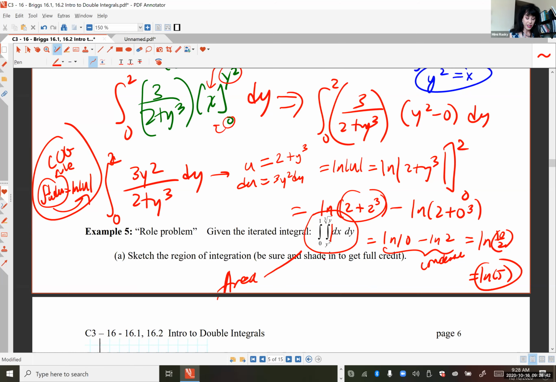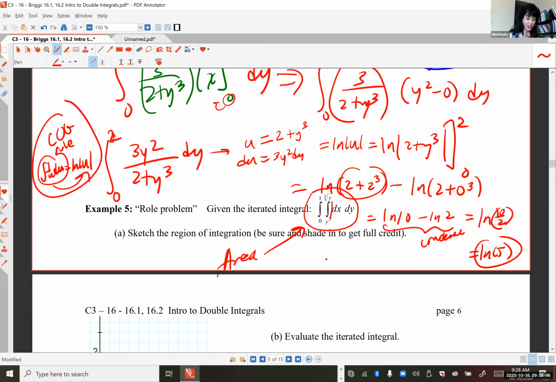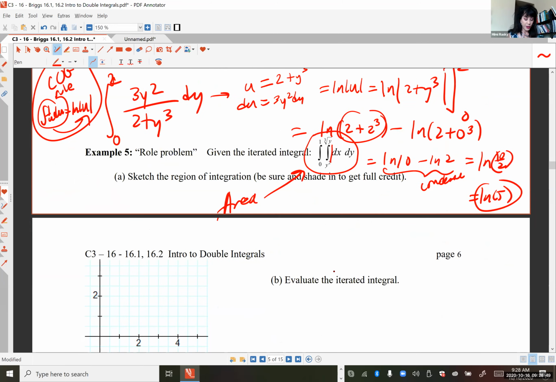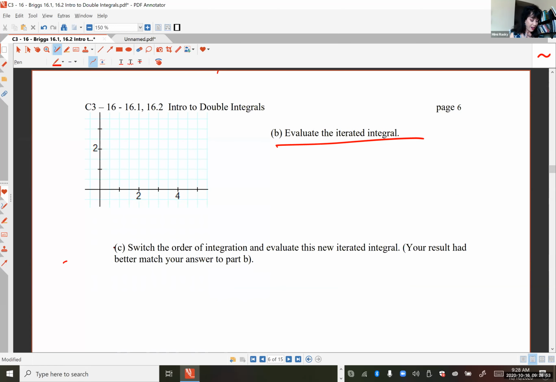And you're going to actually get to figure out what that region is, because you're going to sketch the region of integration as the very first thing you do. Then you're going to evaluate the iterated integral. And finally, you and your buddy are going to switch the order of integration. And hopefully that answer is the same as part B.